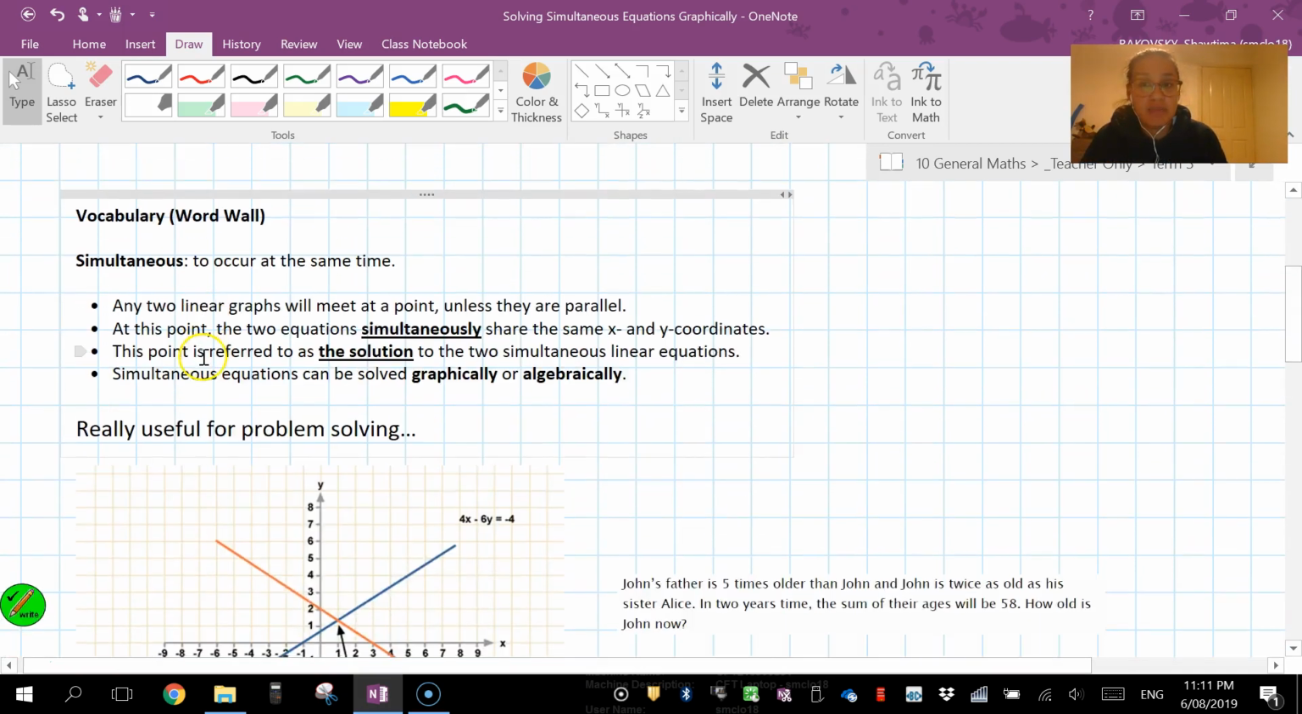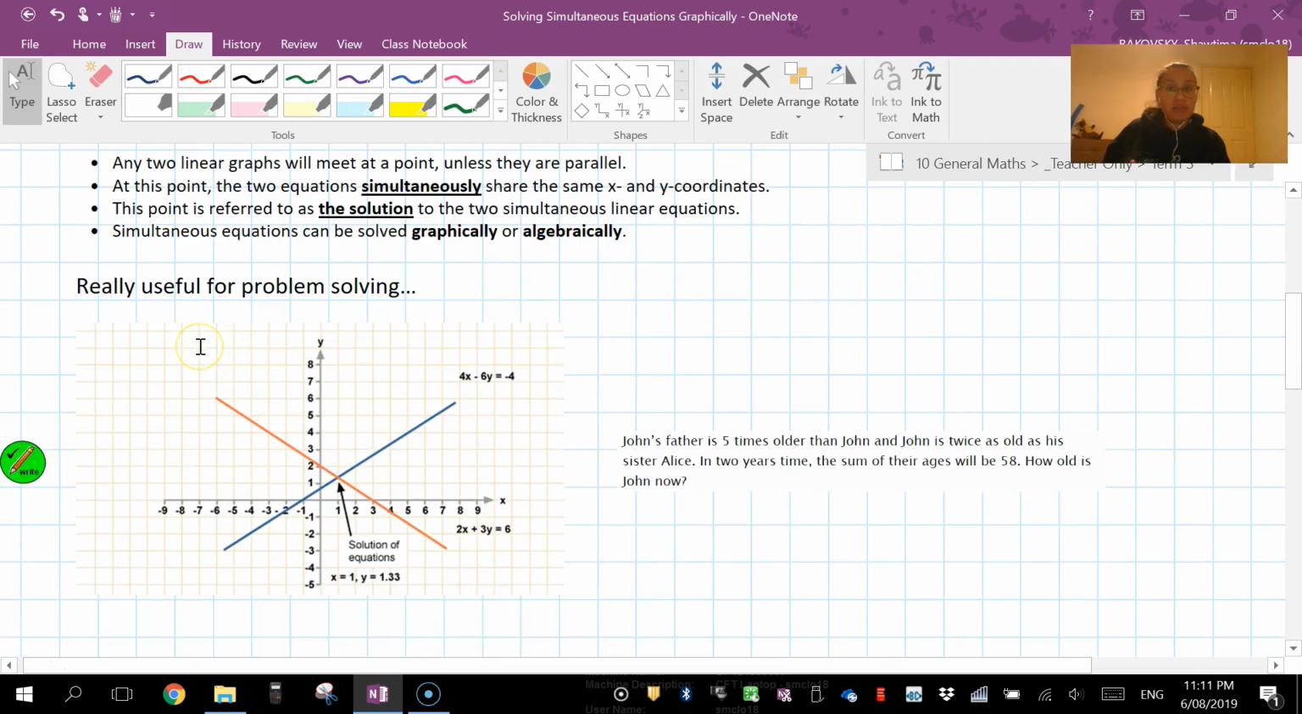So simultaneous means to occur at the same time. It's just when we're talking about mathematical relationships, the two lines, as long as the lines aren't parallel, they will meet at some point on the Cartesian plane. Where that is, we don't know. So instead of trying to guess and check, there are algebraic ways to go about it. To get us started, we're going to look at the graphical way to do it.